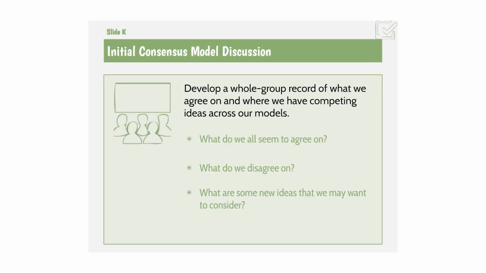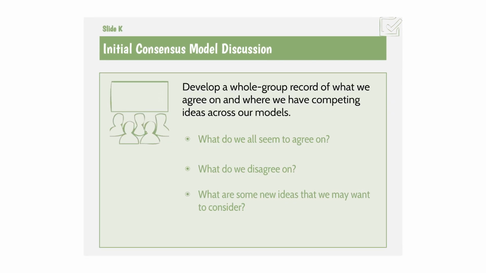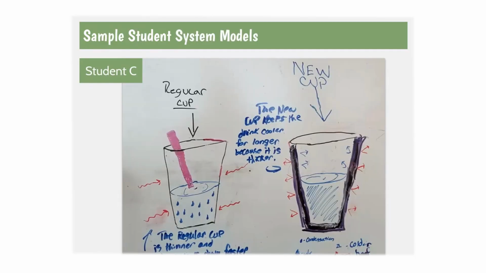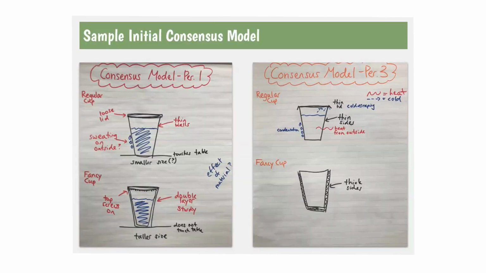So what is this initial consensus model exactly? It happens early in the anchoring phenomenon routine, after students observe the phenomenon and try to explain it themselves individually. Then the class comes together to build a shared visual model, a way to capture what we think is going on and what we still wonder.